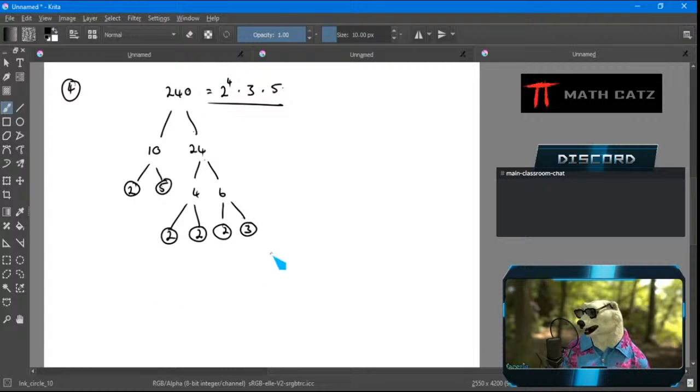Students do use the factor tree because it doesn't get much easier than that, and you can focus on little bits at a time and eventually find all the prime numbers.